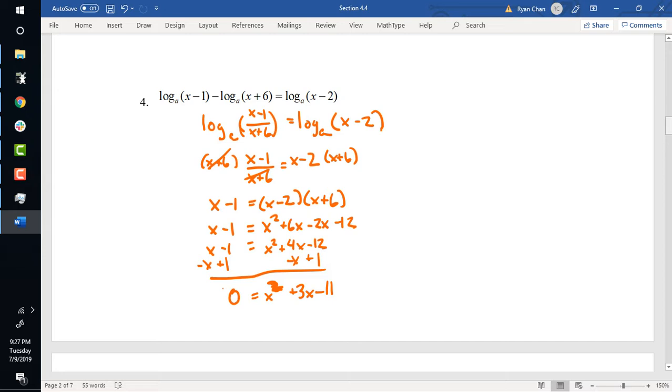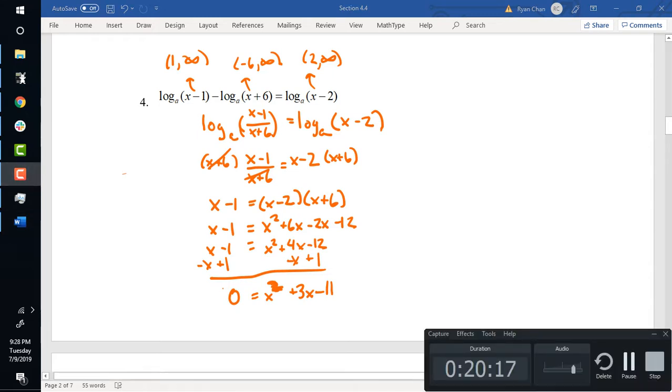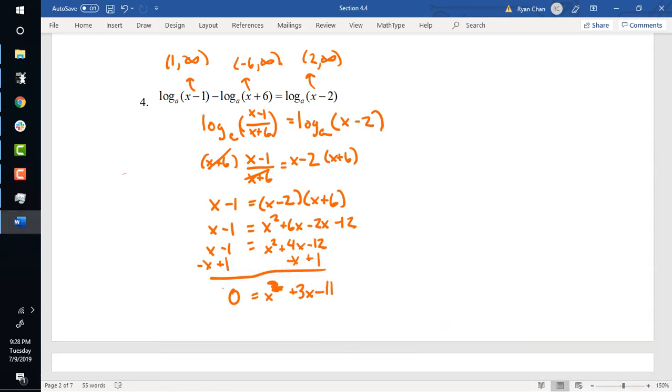Okay. Before we start solving, I do want to look at my domain. So I notice my domain's from 1 to infinity. This one's -6 to infinity. And this one is 2 to infinity. Okay. So remember, our answers must fall into all three of these. So any number that's below 2 essentially wouldn't count. Okay. Unfortunately for us, we have to use quadratic formula once again. Okay, it will happen.